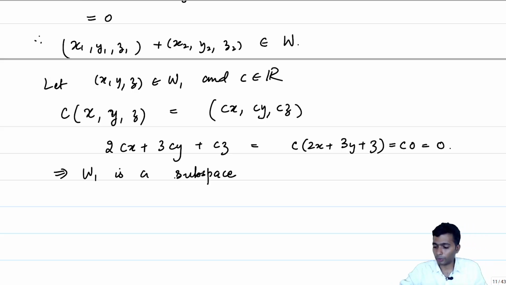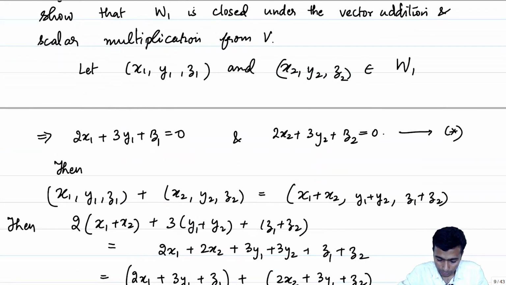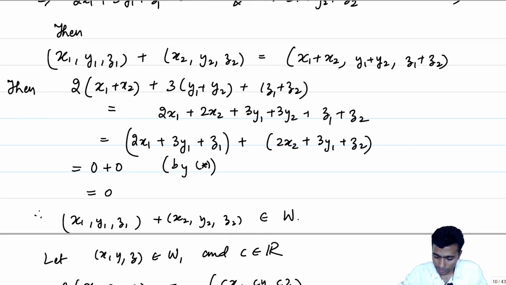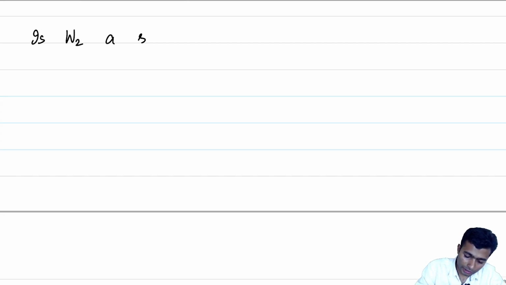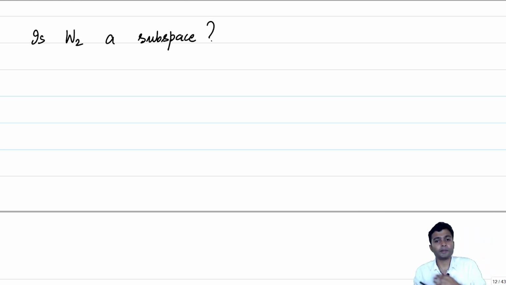Now what happens to W2? Let me note this part as maybe a star. I'm going to use the star to conclude. So now is W2 a subspace? That is what we would like to answer, or rather we would like to prove that W2 is not a subspace. In order to do that, we should show that it is not closed under either vector addition or the scalar multiplication.